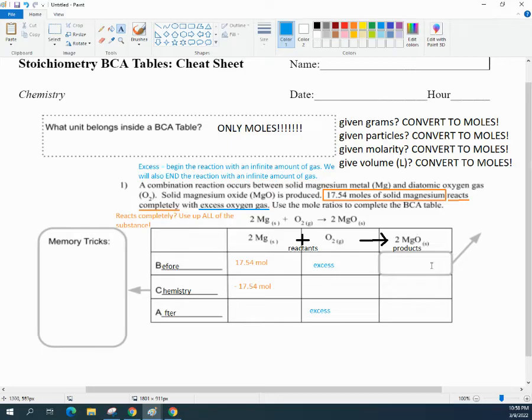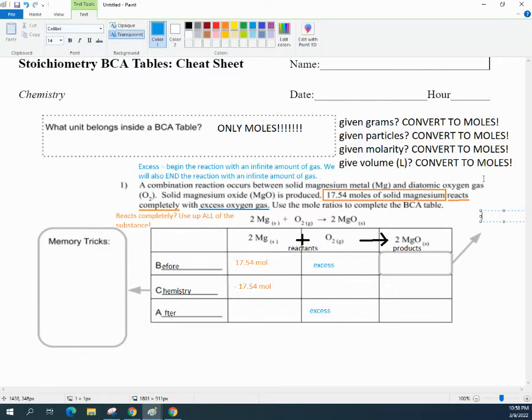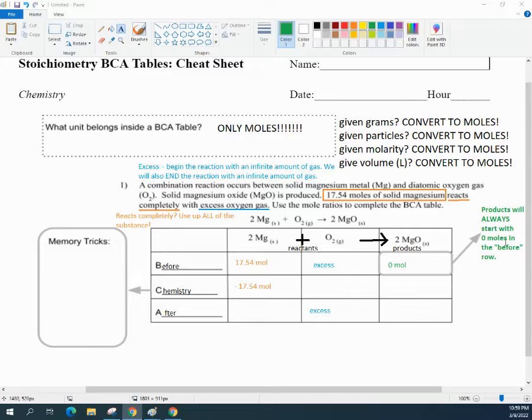So now we have to figure out what the heck we're going to do for MgO, magnesium oxide. Now, the cool thing about this is that because magnesium oxide is a product, we actually don't start with any product. Like, you don't have a PB&J sandwich before you make the PB&J sandwich. You don't have magnesium oxide before you make magnesium oxide. So the cool thing about products, one of our little tips for the before square, is that whenever you have products in the before column, they will always be 0 moles, because we always start with 0 products. So products will always start with 0 moles in the before row.